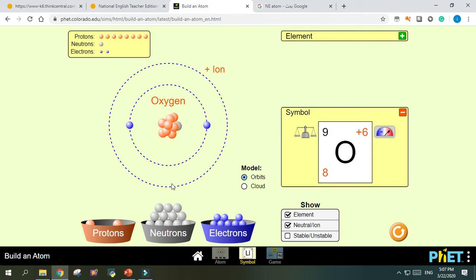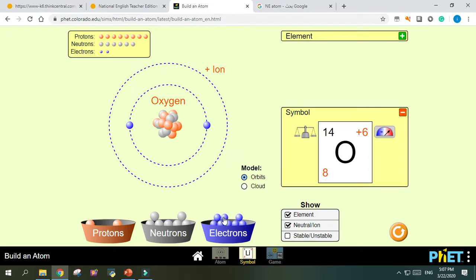If I add neutrons, no change, still +6. Neutrons have no charge, so it will not make a difference. See, nothing changed, +6. Okay, let's do the opposite.